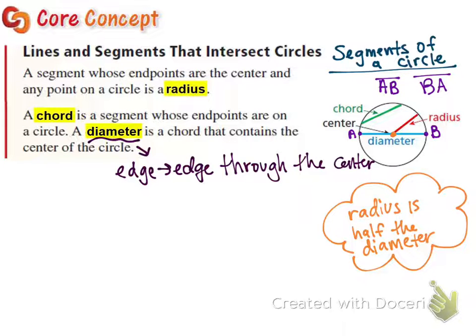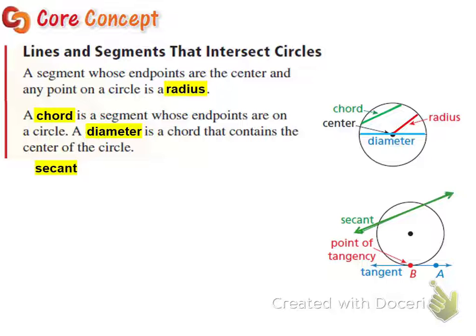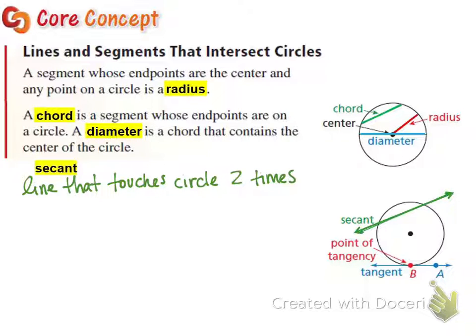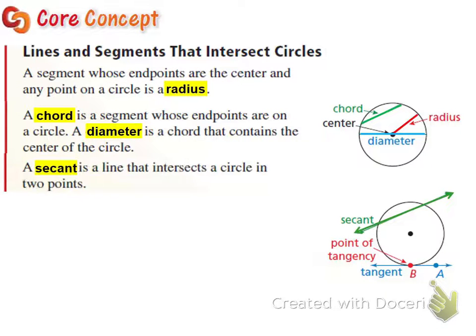Now we're going to talk about lines. All right, first one is a secant. Go ahead and label your secant. So your secant, it is a line that touches the circle twice, two times. It is a line that touches the circle two times. A secant is a line that intersects a circle in two points. You just need to remember that it's twice, and it keeps on going both directions.